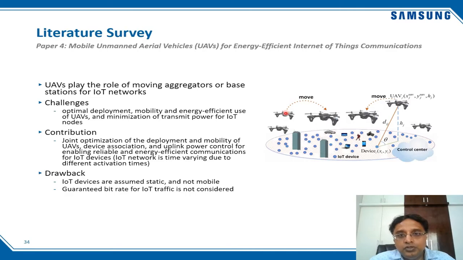In addition to that, there are UAVs moving, and there needs to be certain association done between the UAV and the IoT nodes. So they again do a joint optimization of the deployment and mobility of UAVs and their device association, and try to bring in the deployment design in this system. However, in this deployment, the IoT nodes are assumed static and not mobile, and the bit rate for the IoT is not really taken into consideration. The IoT traffic also requires some form of guaranteed bit rate. If we bring that in, that will become another additional challenge that can be solved by somebody who wants to really make it viable and usable in real deployment.